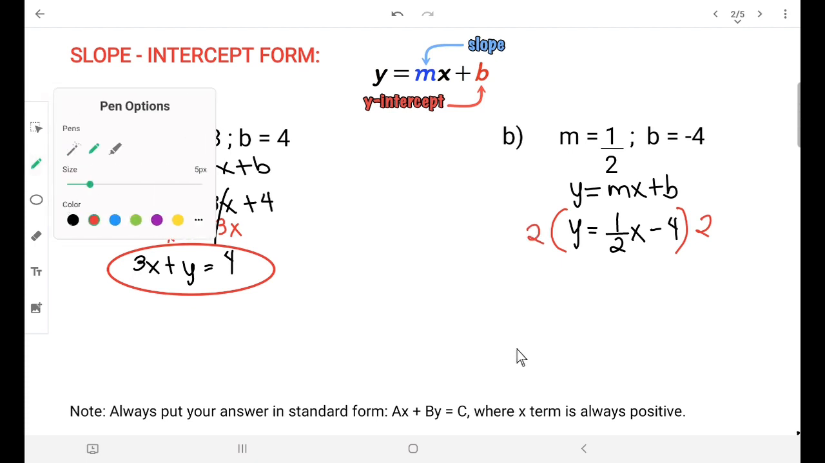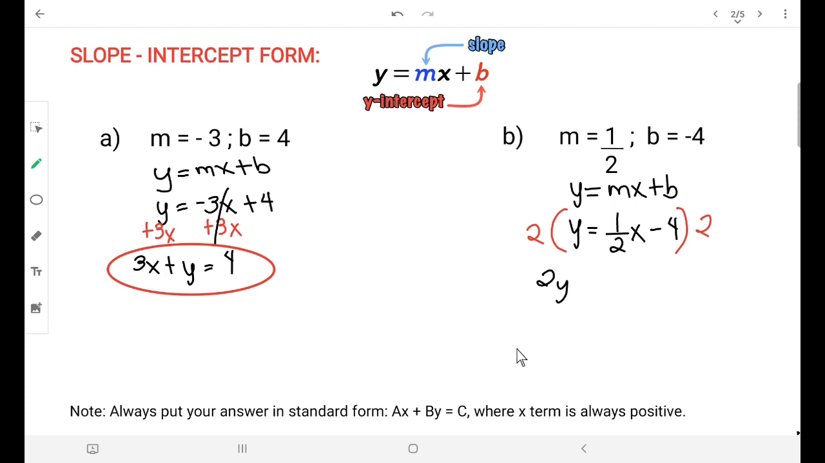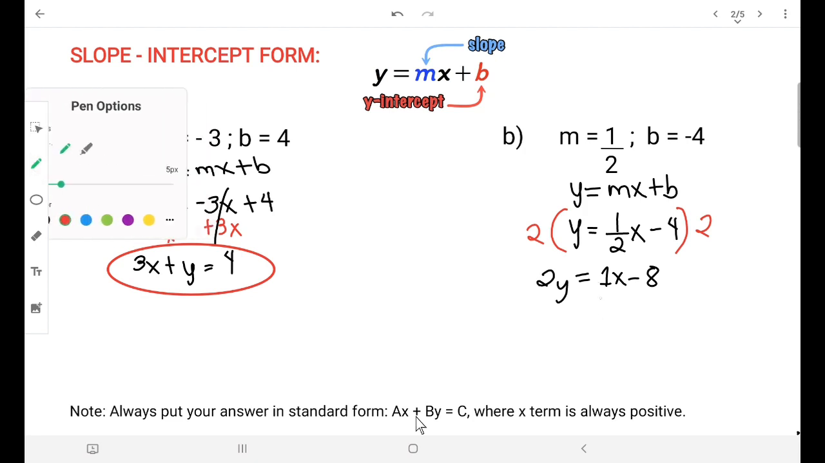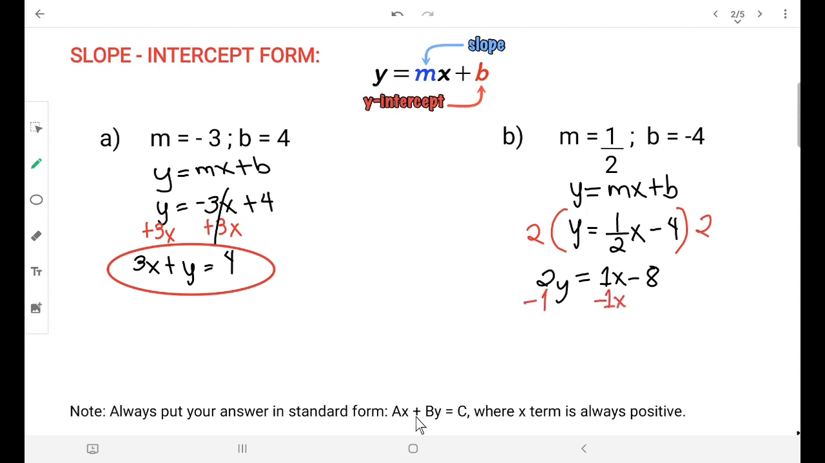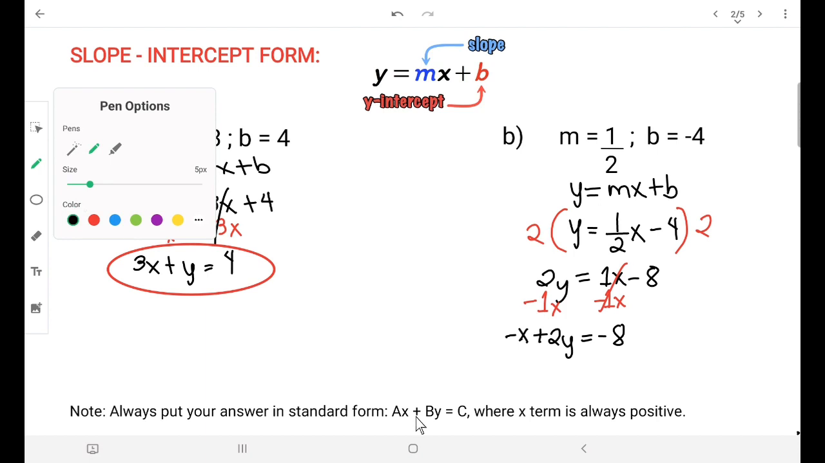2 times y is 2y. 1/2 x times 2 is 2/2 x, which is also 1x. 2 times negative 4 is negative 8. Again, we have to put our answer into standard form, ax plus by equals c. So what we do here is add negative 1x to both sides. This becomes 0, and we have negative 1x, or negative x, plus 2y equals negative 8. And we're not yet done. We have to make sure that our x term is positive, so you have to multiply both sides by negative.